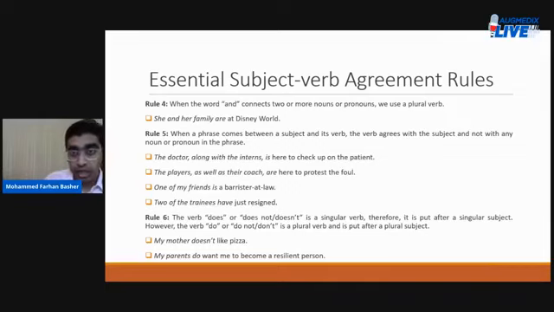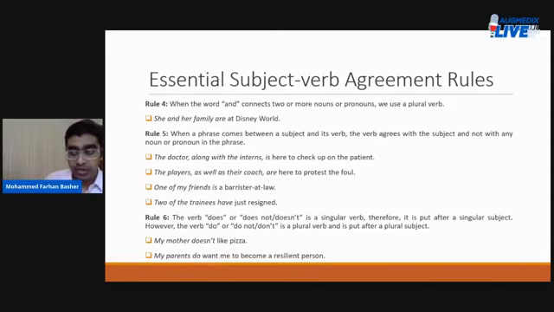If we had to say the player instead of the players, then we would change the verb to is, right? So we would say the player, as well as their coach, or the player, as well as his coach, is here to protest the foul, not are. Now, one of my friends is a barrister at law.